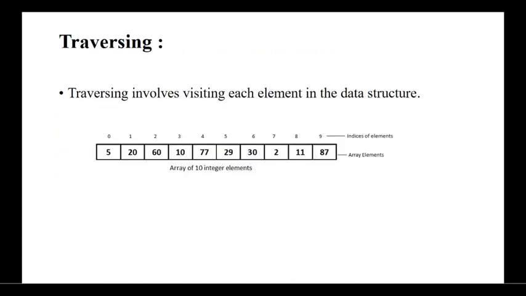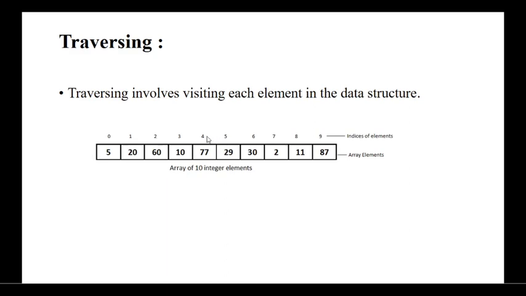First one, traversing. What is the general meaning of traversing? Traversing means moving. Here I have taken the example of an array. Think that this is an array having 10 elements. We can see elements like 5, 20, 60, 10, 74, 29, and so on. There are 10 elements and these are all its index values.